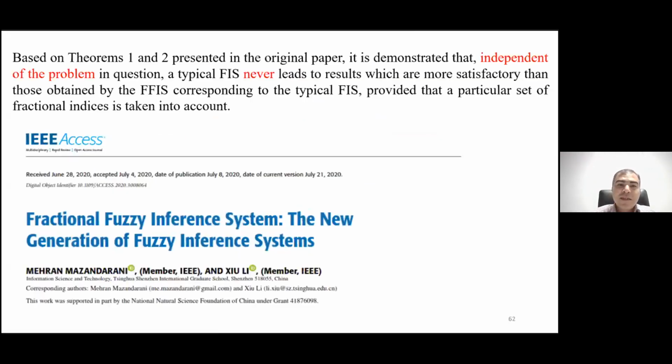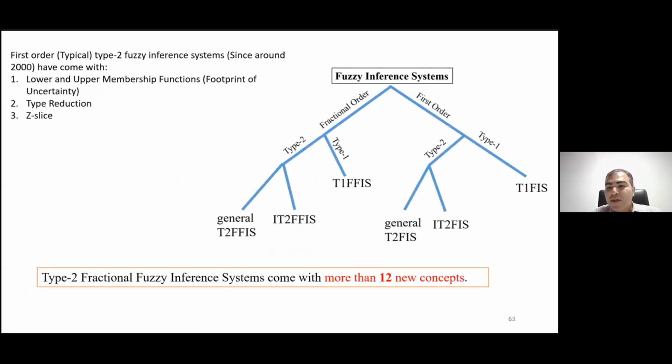And it turns out that, independent of the problem in question, a typical fuzzy inference system never leads to results which are more satisfactory than those obtained by the fractional fuzzy inference system corresponding to the typical fuzzy inference system. There are two theorems in our paper that have been proved, and you can refer to those. In fact, what has been presented in our paper is the type 1 fractional fuzzy inference system. In a similar way, we can generate type 2 fractional fuzzy inference systems.